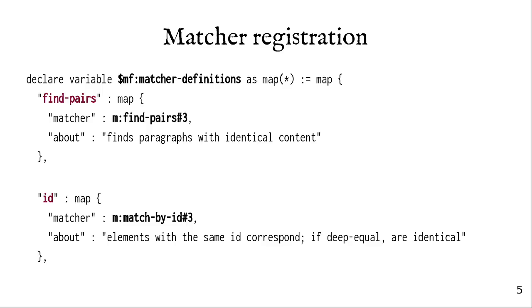Find pairs is a map, and its matcher function is find pairs #3. That's a function item referring to a function with 3 arguments, and the M: prefix identifies it as being in the matcher namespace. Not all matchers are in that namespace, but the default ones that come with the program mostly are. Could be anything though. And the about finds paragraphs with identical content. That's there so that a user can get a list of all the matchers with their name, matcher, with their name find pairs, or ID as appropriate, so that in red on this slide for those who can see that, and the descriptions. Okay, so it's kind of like a running with a help.